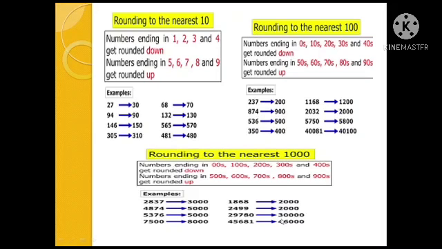So the same for 100. 100 means 10, 20, 30, 40. If it is 10, 20, 30, 40, we have to round down.